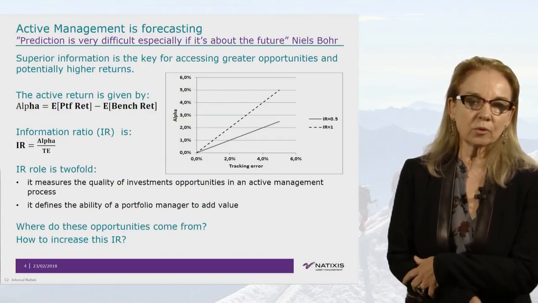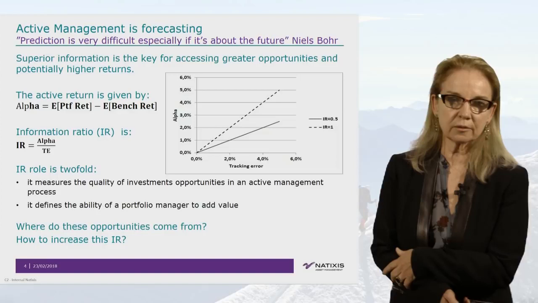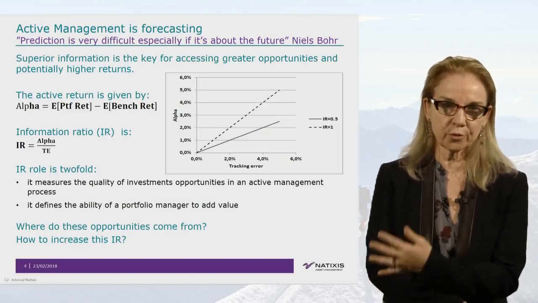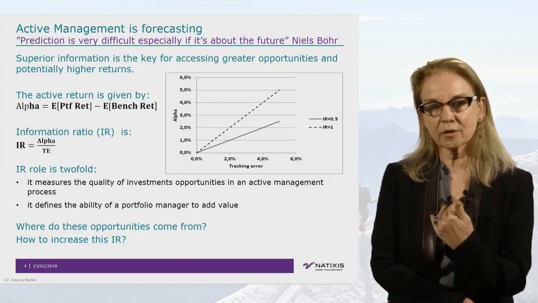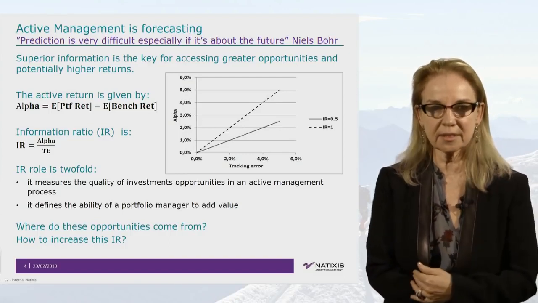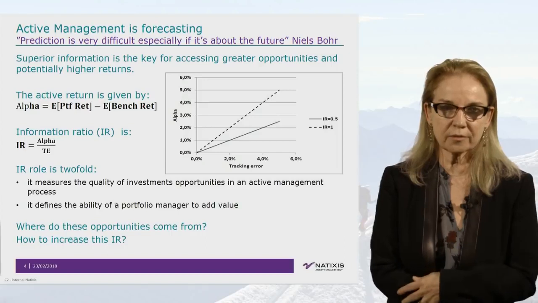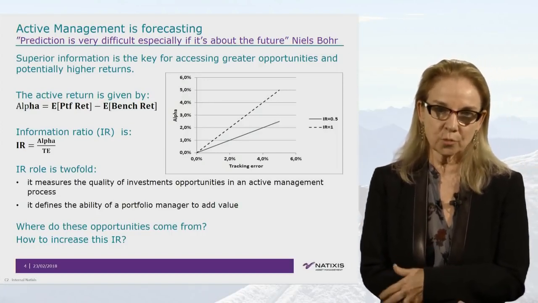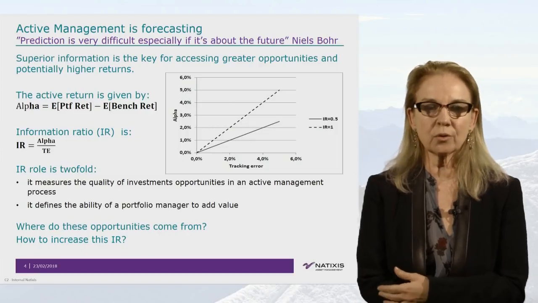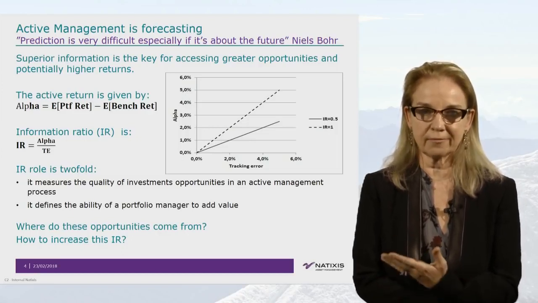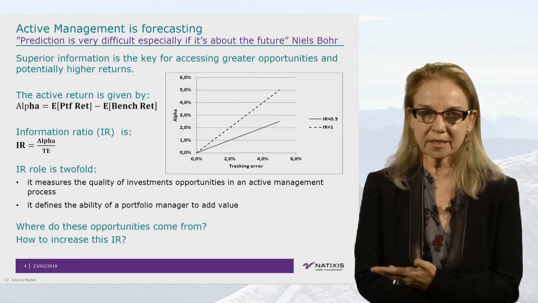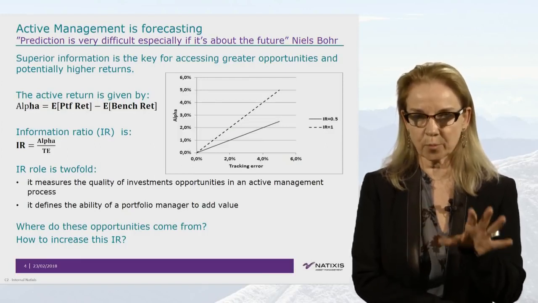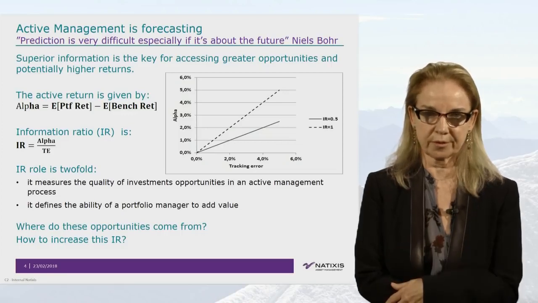As you know, we call the active return, also alpha, the difference between the return of the portfolio and the return of the benchmark. Either ex ante, this is the difference in the expectation, or ex post, the difference between the two realized returns. We call the information ratio the alpha, the active return, divided by the tracking error. So we are speaking about a benchmark portfolio, a portfolio with a reference.